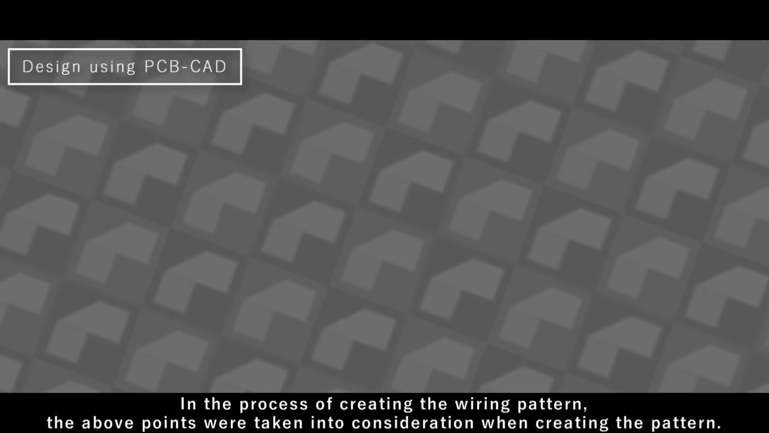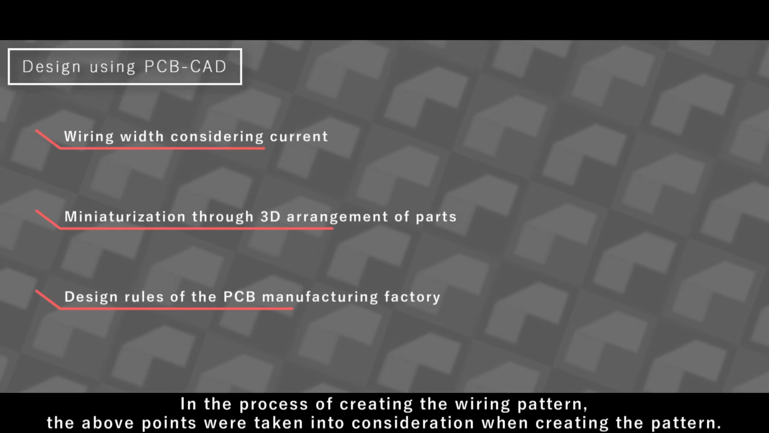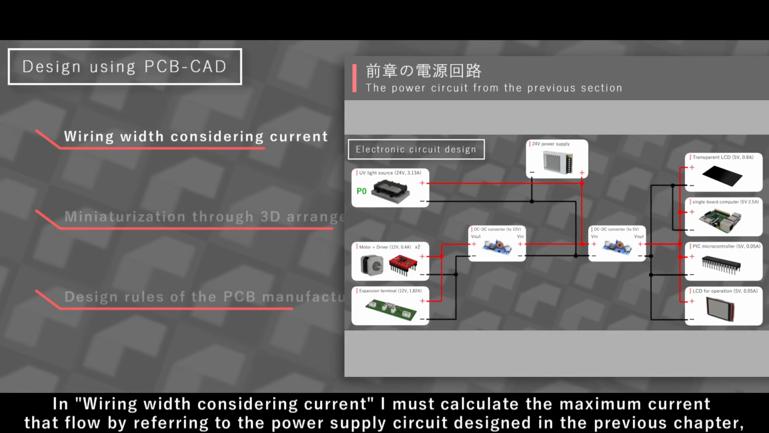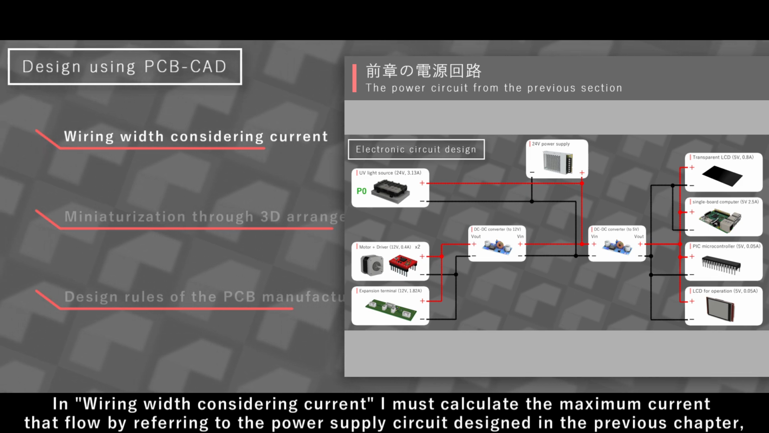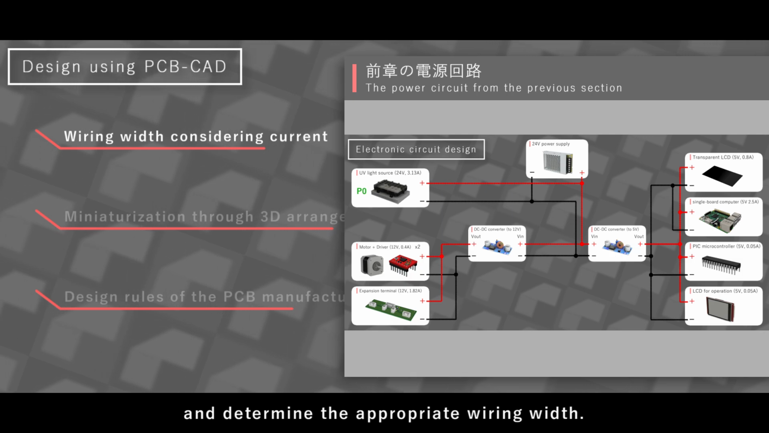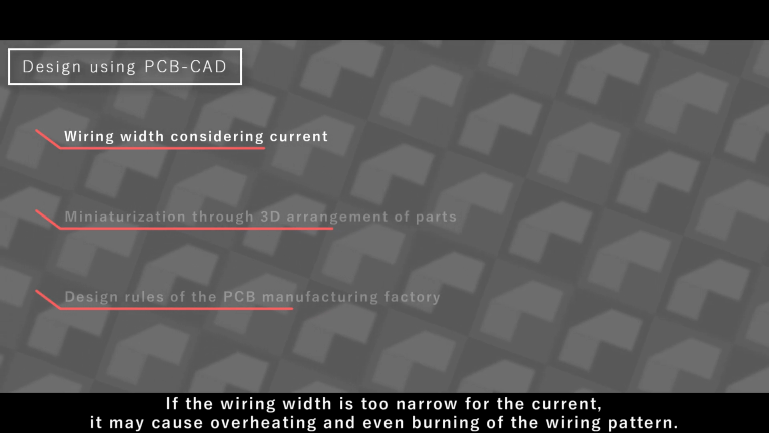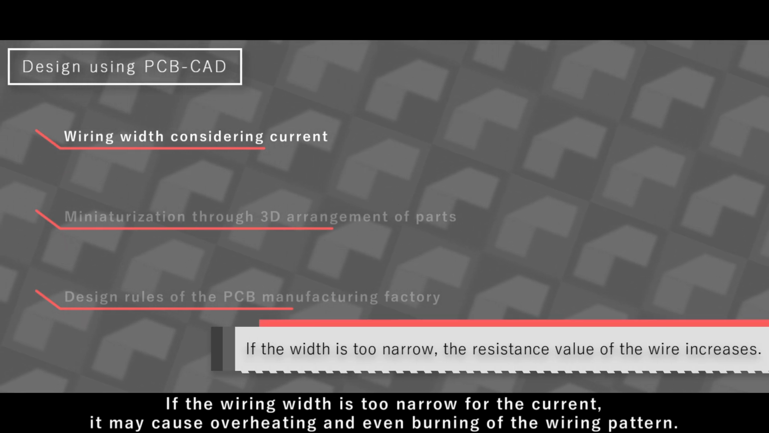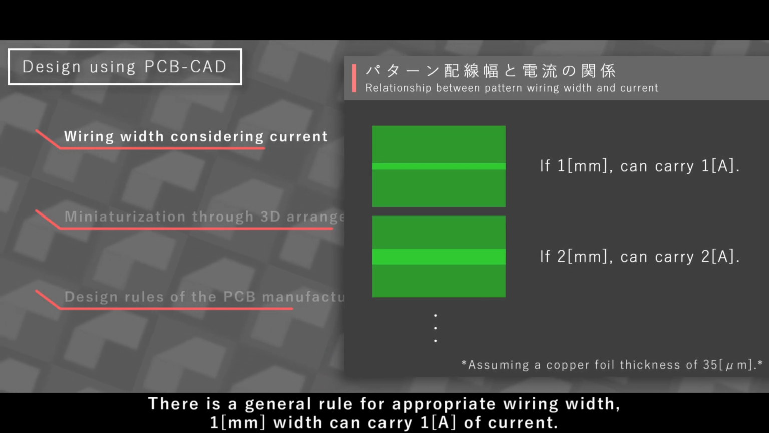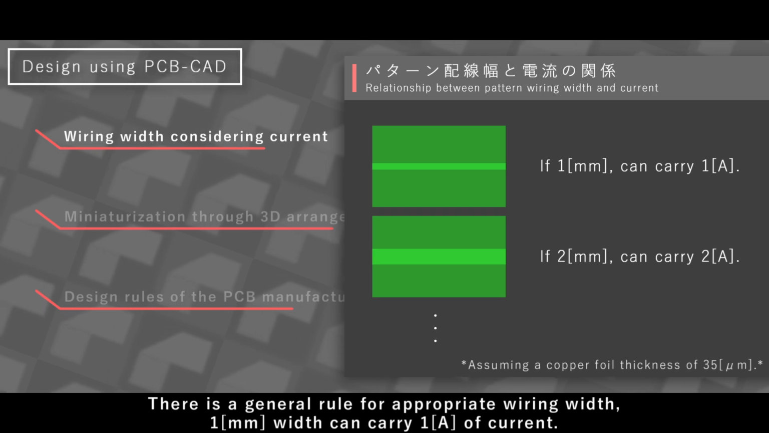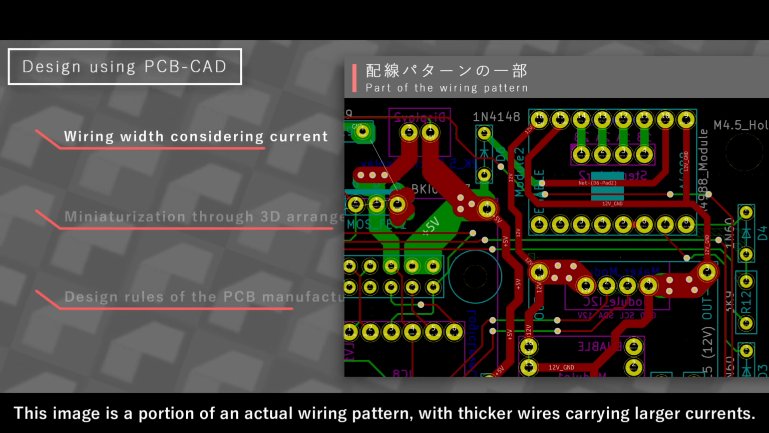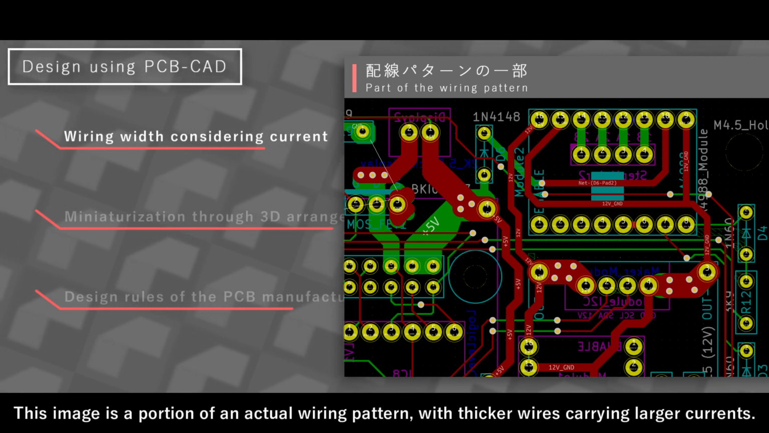In the process of creating the wiring pattern, the above points were taken into consideration. In wiring width considering current, I must calculate the maximum current that flows by referring to the power supply circuit designed in the previous chapter and determine the appropriate wiring width. If the wiring width is too narrow for the current, it may cause overheating and even burning of the wiring pattern. There's a general rule for appropriate wiring width: 1 mm width can carry 1 ampere of current. This image is a portion of an actual wiring pattern, with thicker wires carrying larger currents.